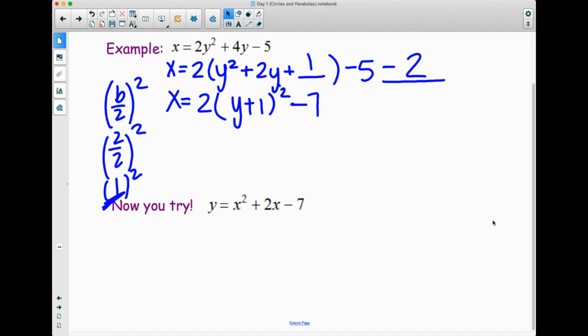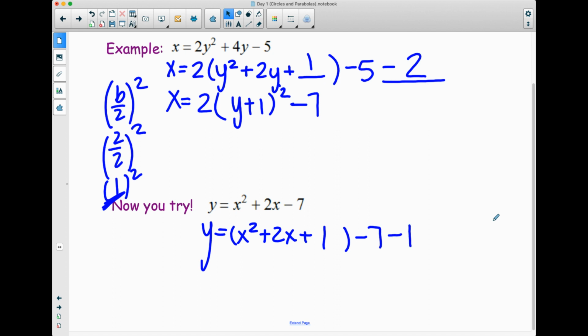All right. Cool. So back to math. I do know about math. So x squared plus 2x. What do we put here? B divided by 2 squared gets you what? 1. Now, since we're not multiplying it to any number in front here, we're just going to also subtract the 1. So we get y equals (x plus 1) squared minus 8.